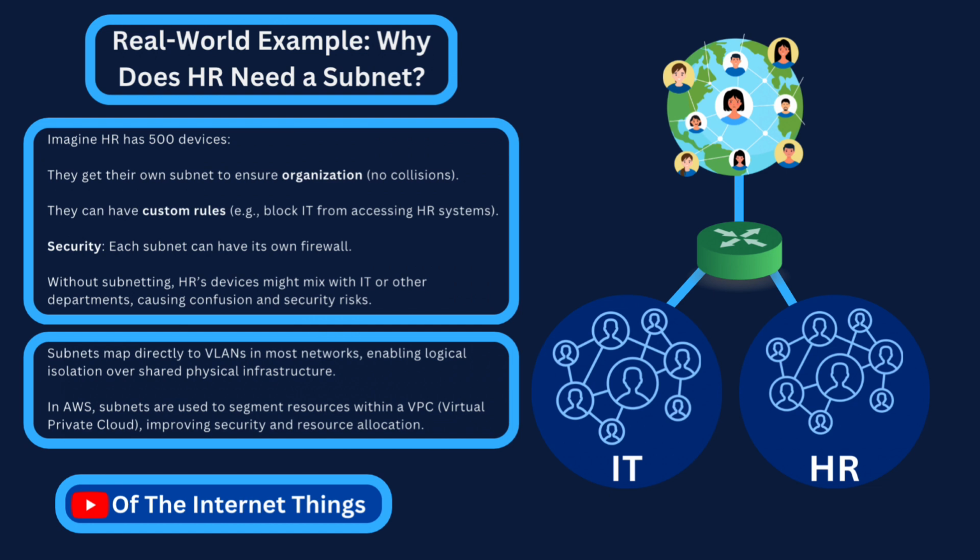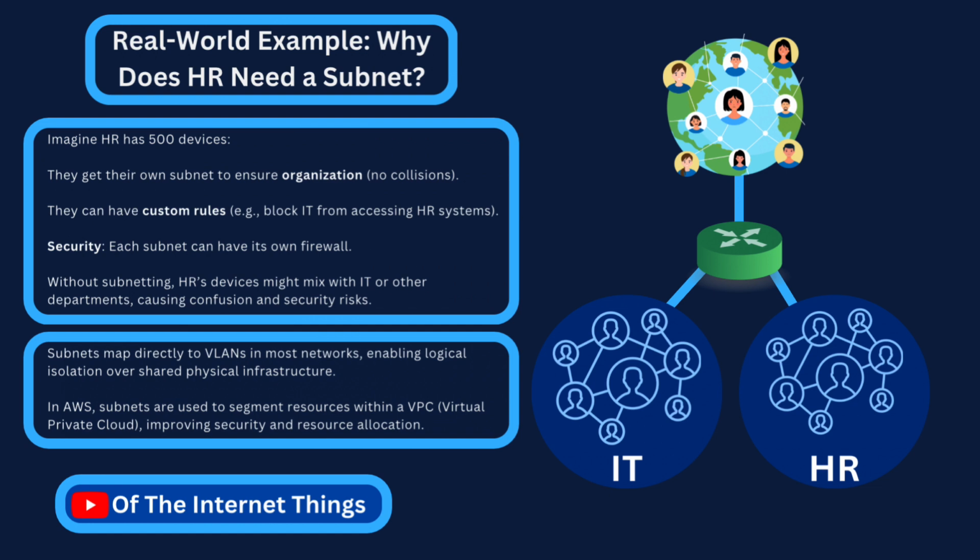They get their own subnet to ensure organization, no collisions. They can have custom rules, e.g., block IT from accessing HR systems. Security. Each subnet can have its own firewall. Without subnetting, HR's devices might mix with IT or other departments, causing confusion and security risks.